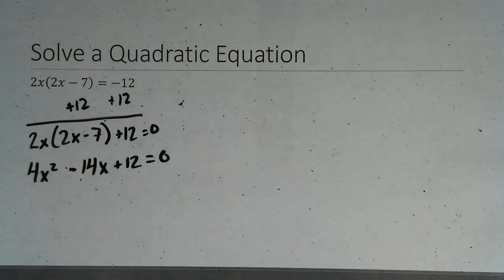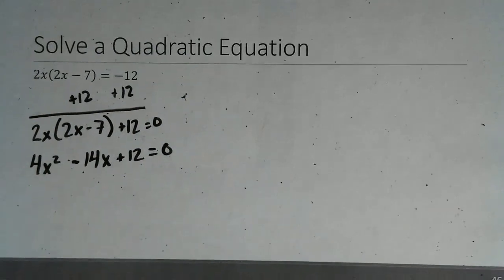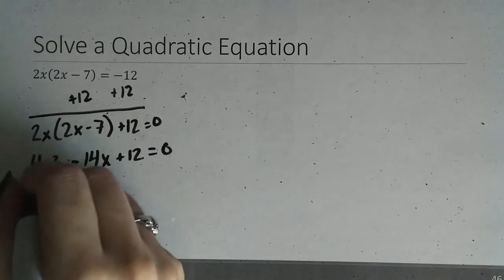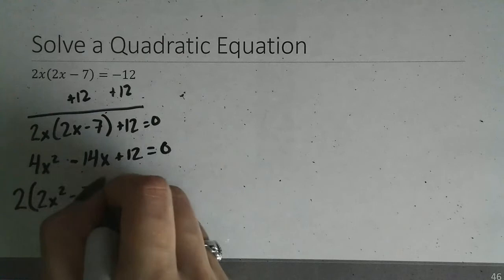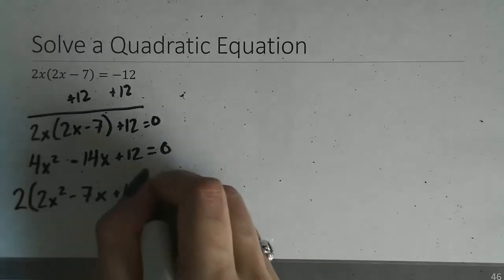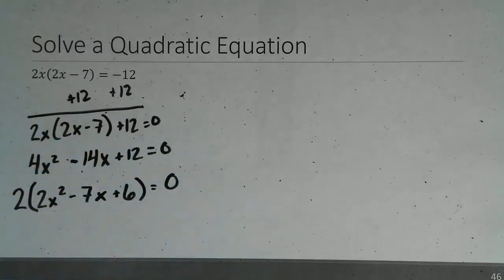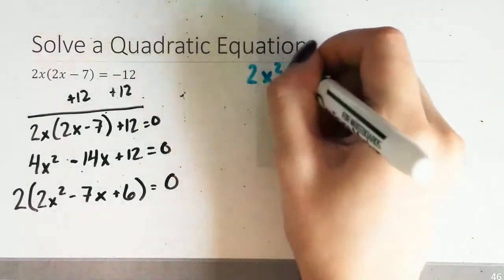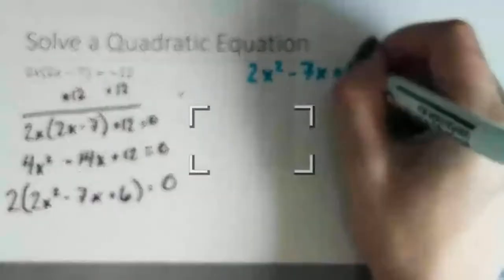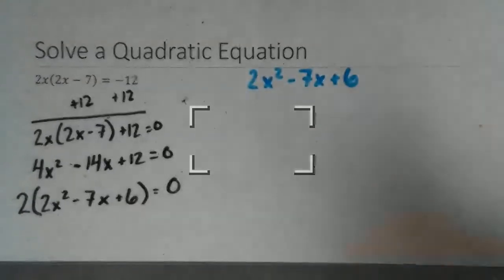I'm going to check for my greatest common factor. It looks like 2 is going to be the answer. So if I factor out a 2, I'll be left in parentheses with 2x squared minus 7x plus 6 is equal to 0. This is now a trinomial where a is not equal to 1, so I'm going to use the AC method. So we have a 2x squared minus 7x plus 6. If I take my a value times my c value, I'm going to have 2 times 6, which is a positive 12.